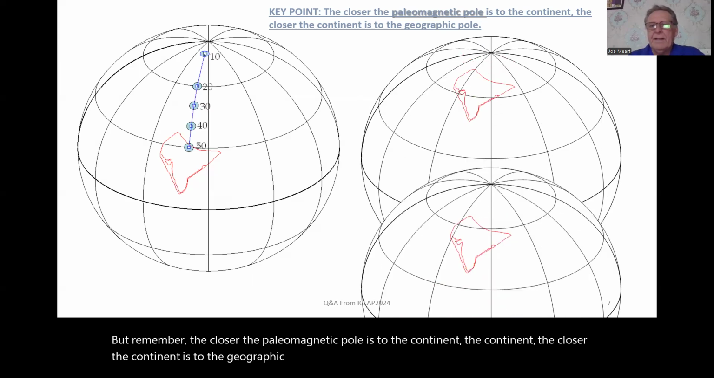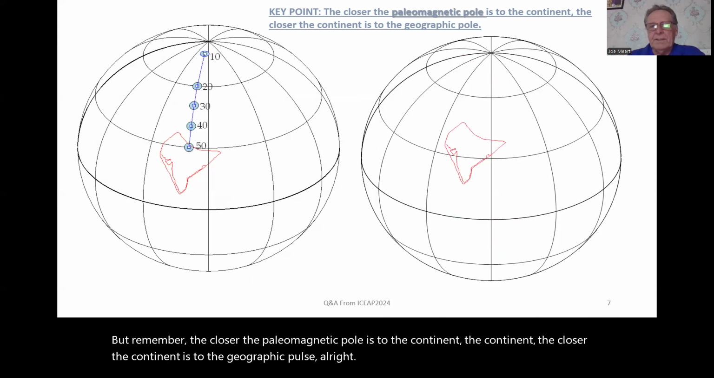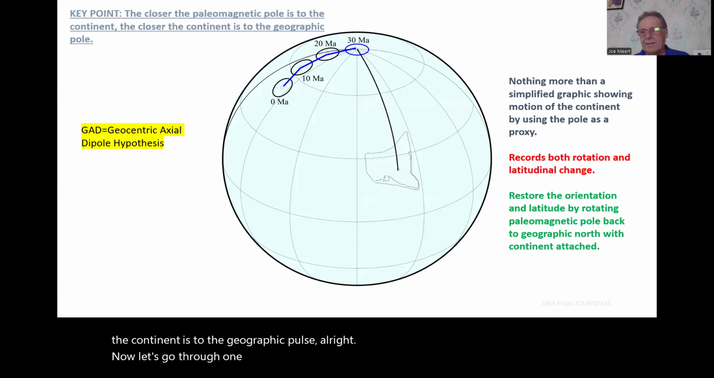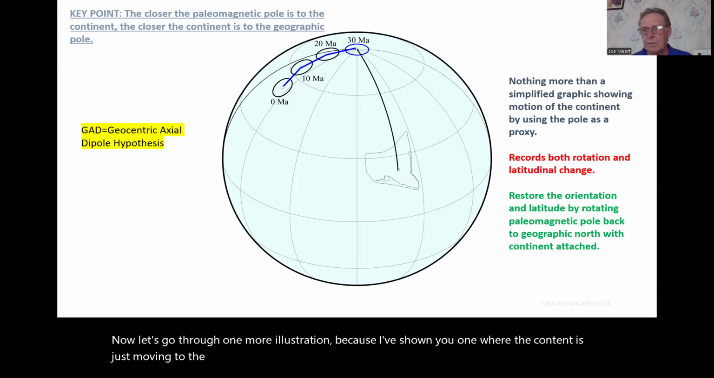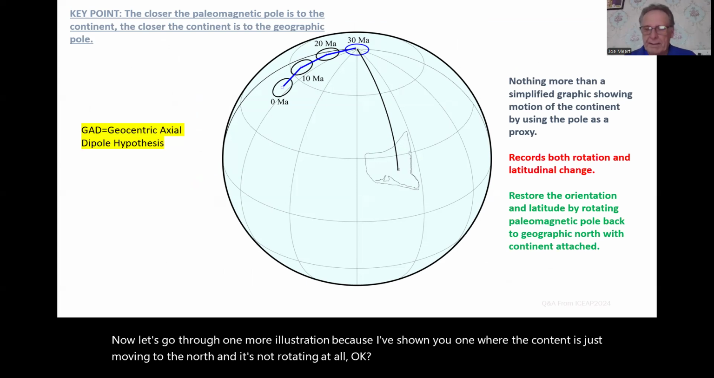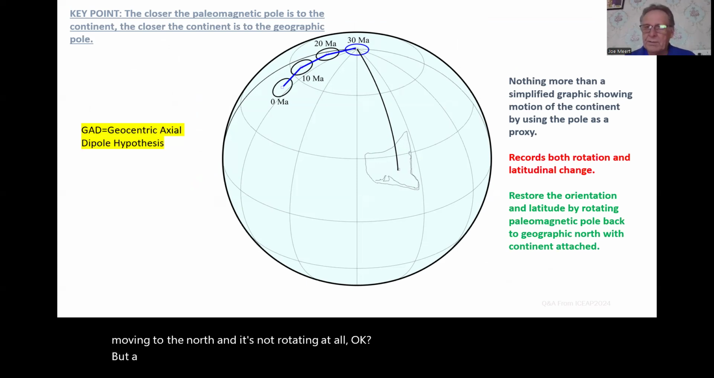All right. Now, let's go through one more illustration because I've shown you one where the continent is just moving to the north and it's not rotating at all. Okay. But a paleomagnetic pole will also tell us about the rotation and the latitudinal change.